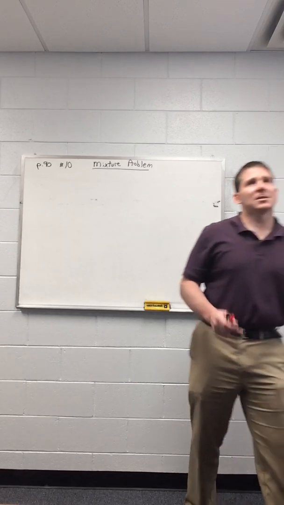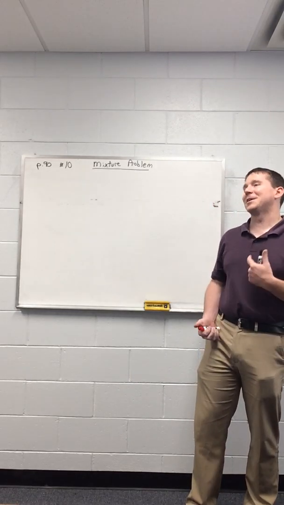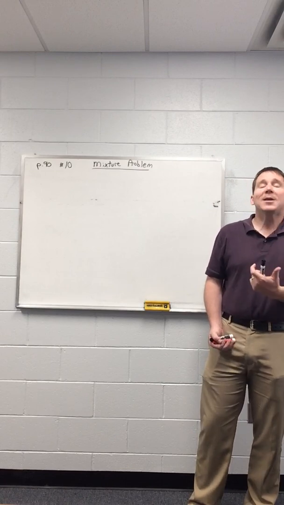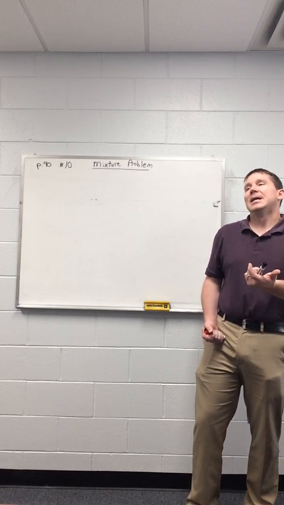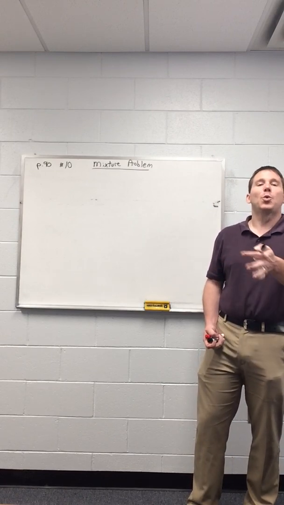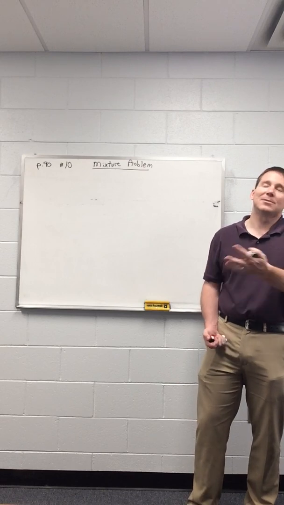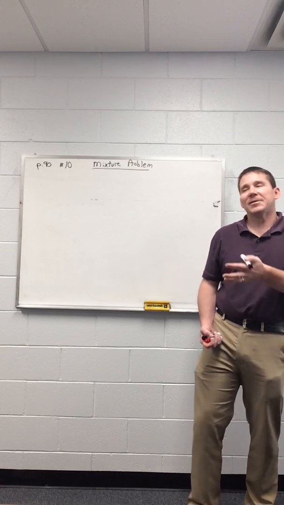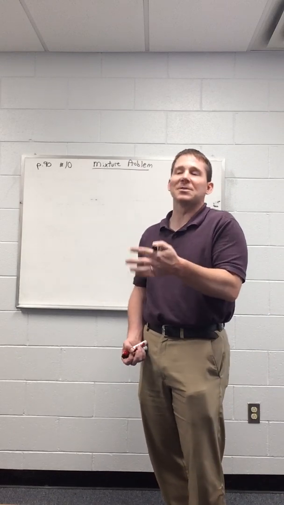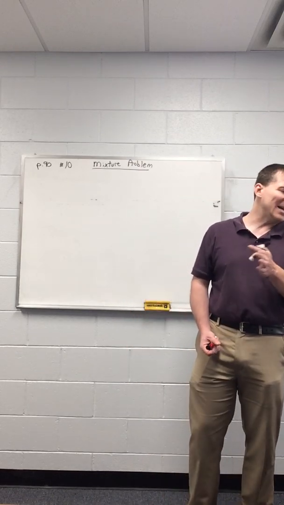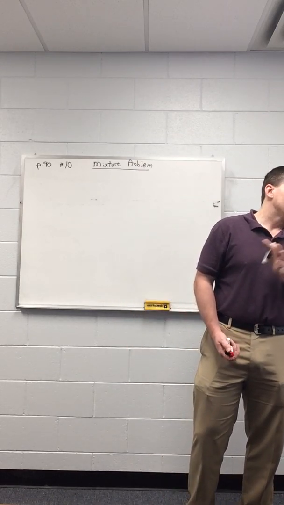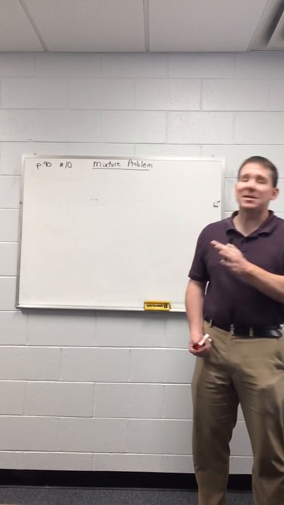First off, if you are unclear what that means, a 25% solution means if you have, say, 100 ounces, 25% of that solution is saline. So there's 25 ounces of saline. If it's a 20% solution, there's 20 ounces of saline. So we get the idea of what that means. Now we just want to set up how to actually solve it.